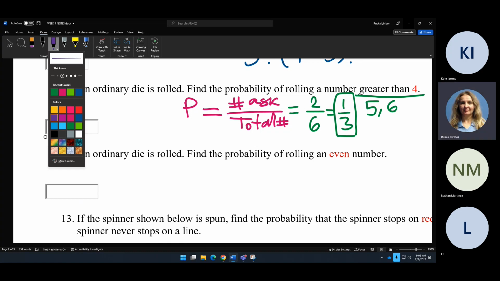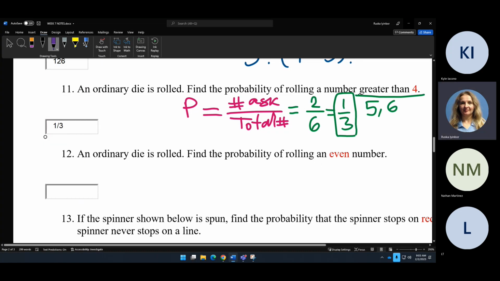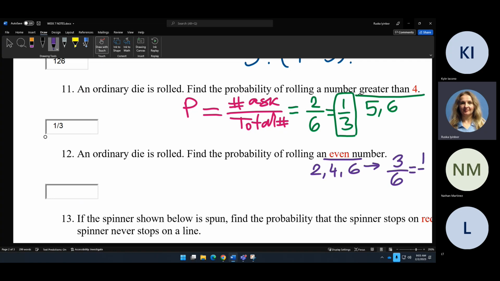What is the probability of rolling an even number? Which are the even numbers? 2, 4, and 6. That's right. Write them down so you can see which they are. How many even numbers? They're 3 out of 6 again. So what is that? 1/2. And that's your answer, 1/2.